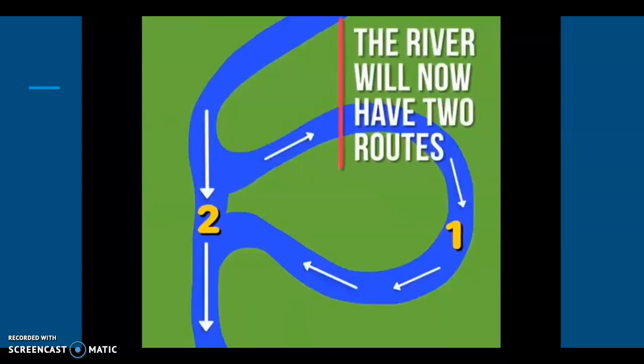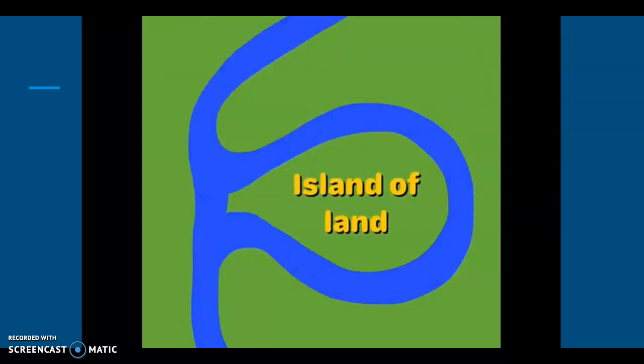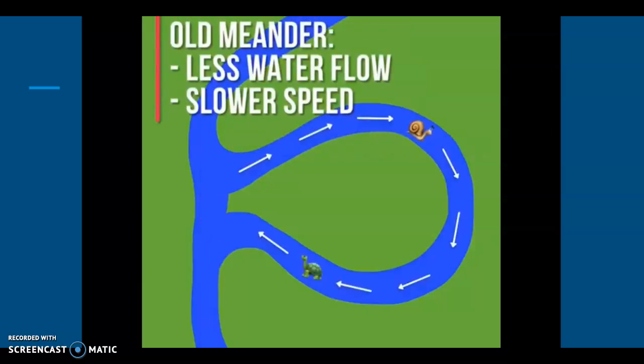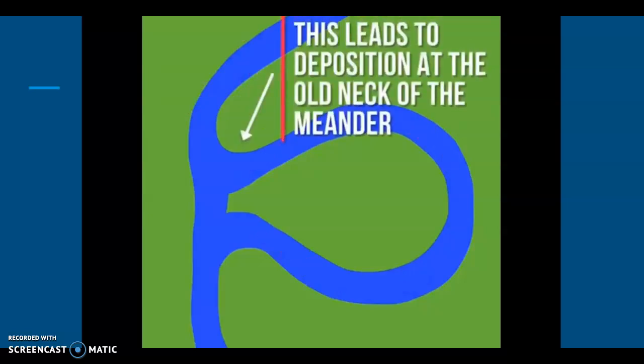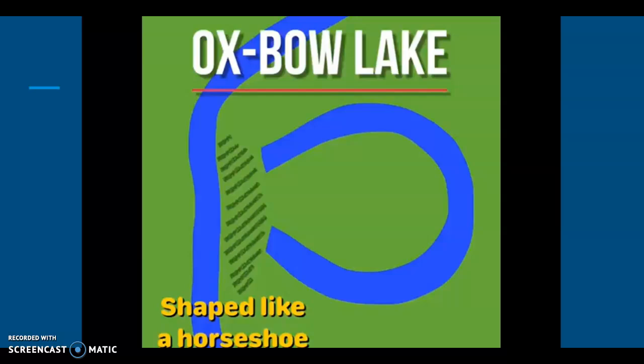The river will now have two routes. Water will continue to flow around the old meander and also follow the new straight river channel. An island of land is created in the middle. The fastest flow and the majority of water will follow the straight river channel. Over time, less water will follow the old meander and the speed of water flow will be much slower. This leads to deposition at the old neck of the meander, which cuts it off from the main river channel. An oxbow lake is now formed in the shape of a horseshoe.